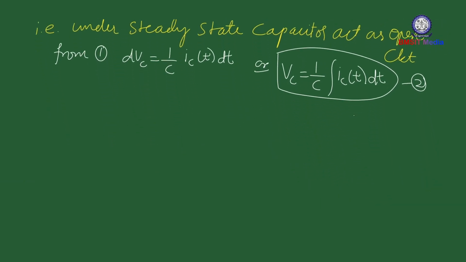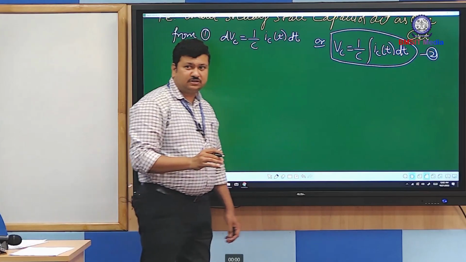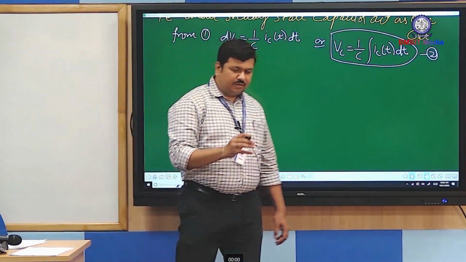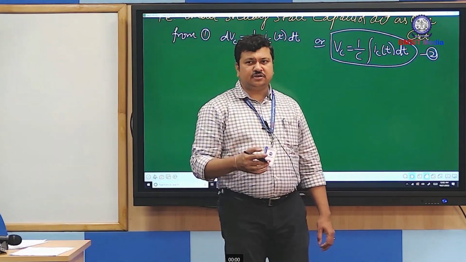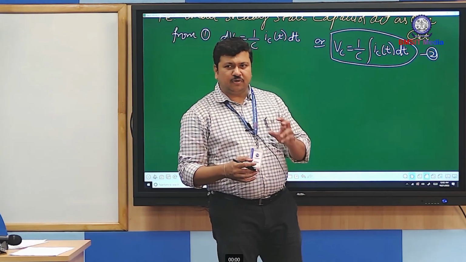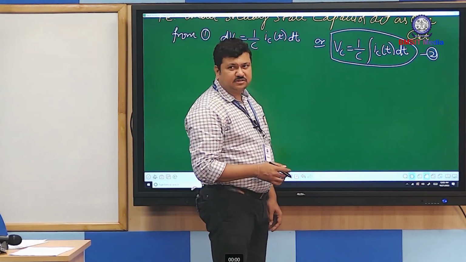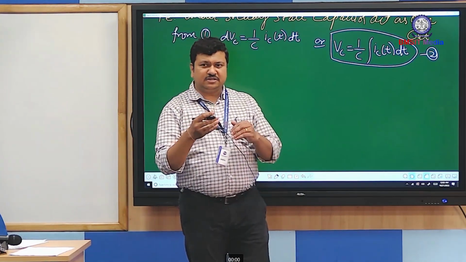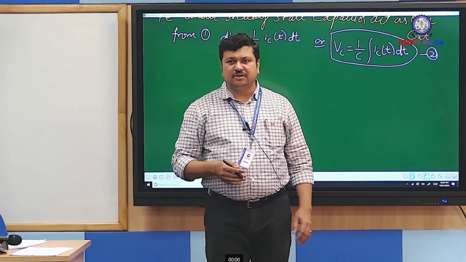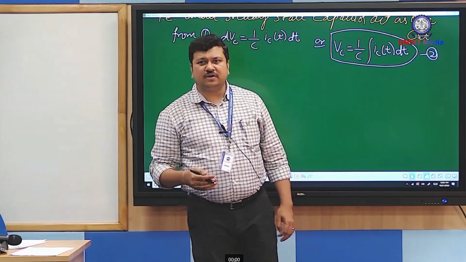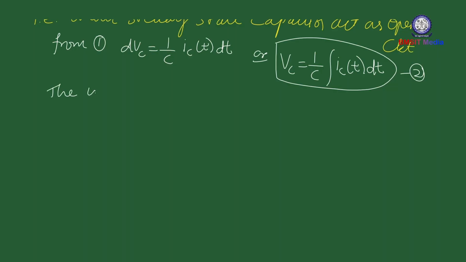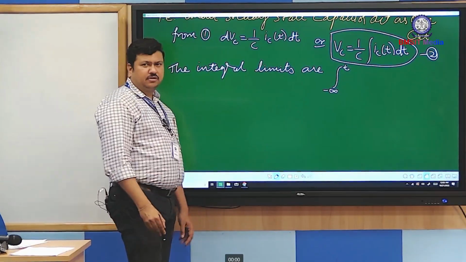Again, I know the capacitor is an energy storage element. So I should take into account the previous condition of the capacitor also, before I have operated the switch. Therefore, the integral limits will be from the time instant before the switching to the time instant long after the switching. The integral limits are from minus infinity, exactly the same as we have taken for the inductor.